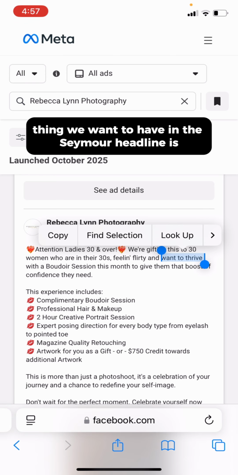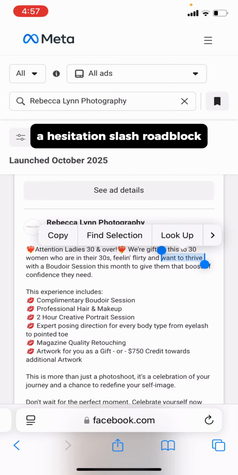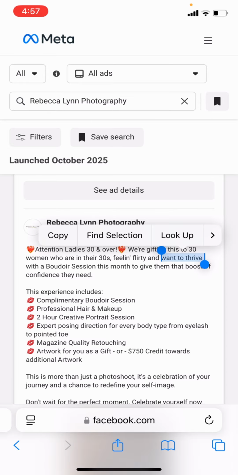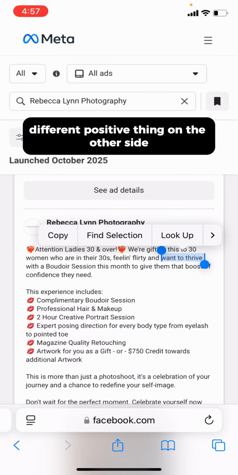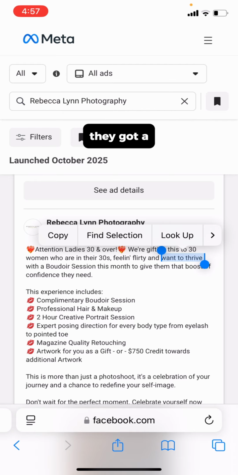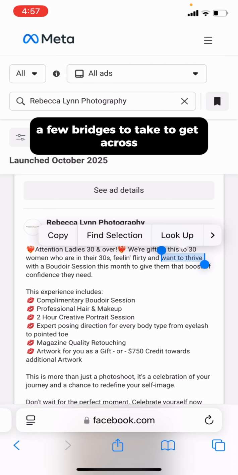All right, the fourth and final thing we want to have in the See More headline is a hesitation or roadblock. So we got our river, get away from the negative experience on one side, get this other different positive thing on the other side. And they got a few bridges to take to get across, a few boats to take to get across.